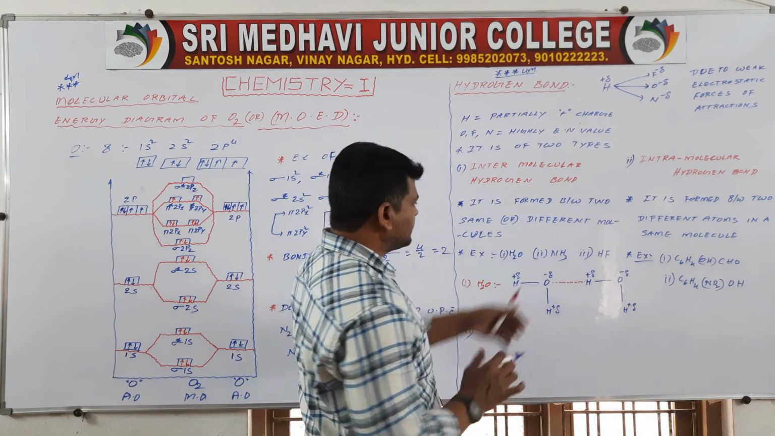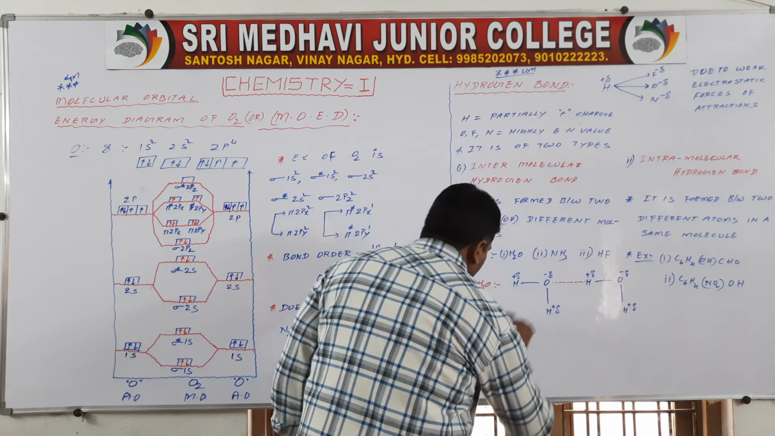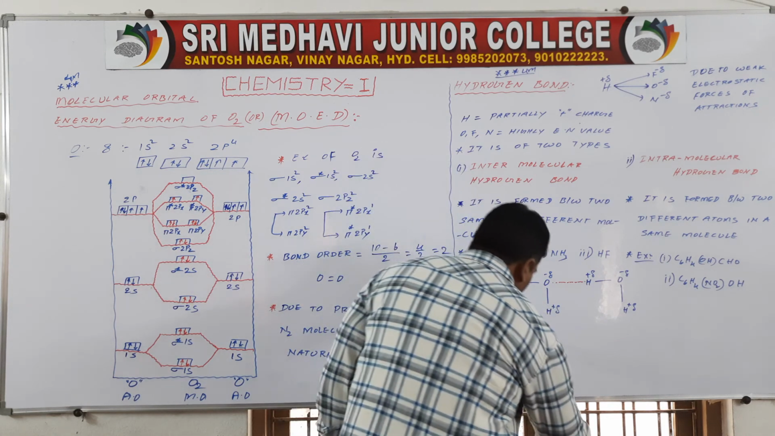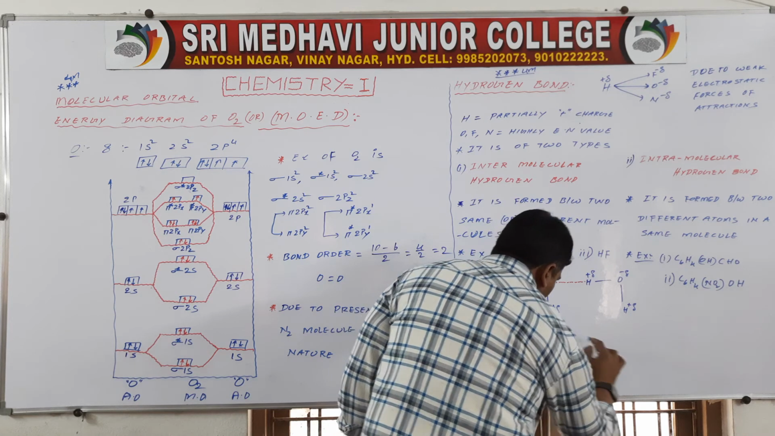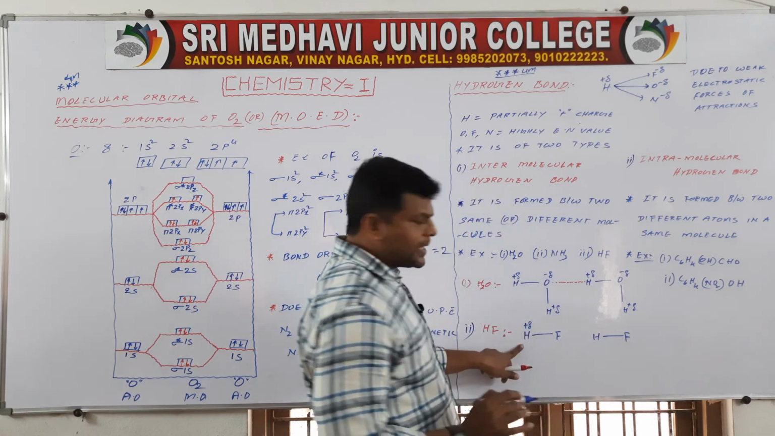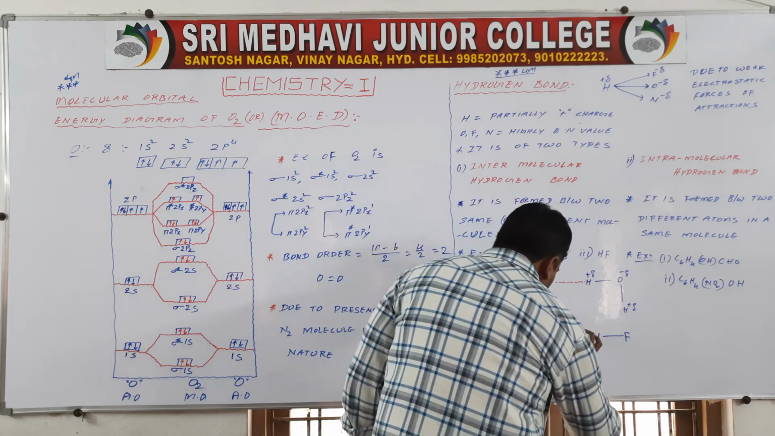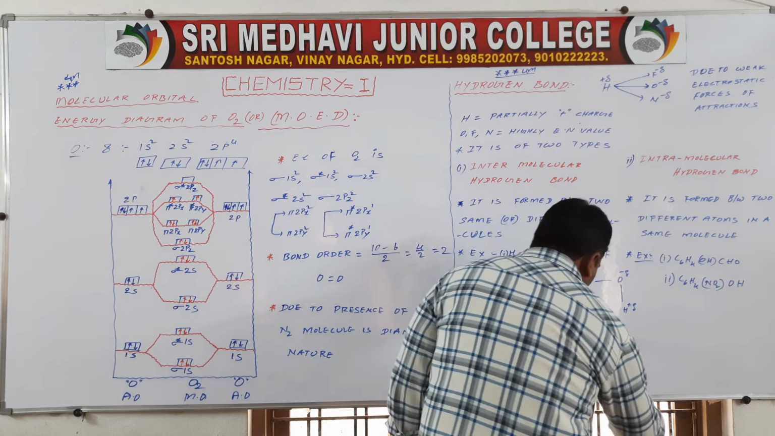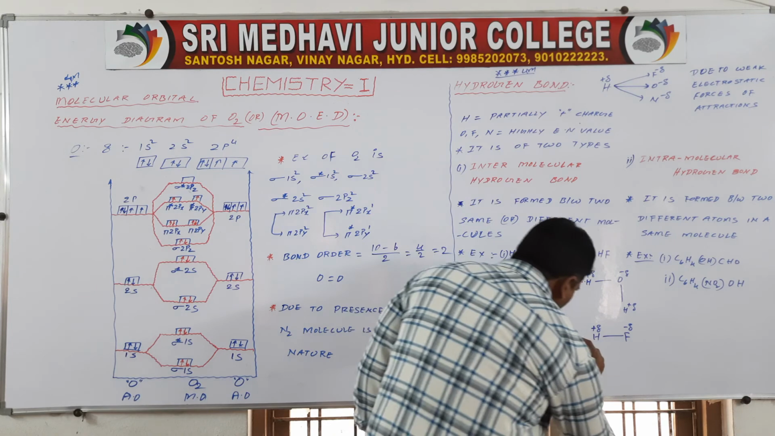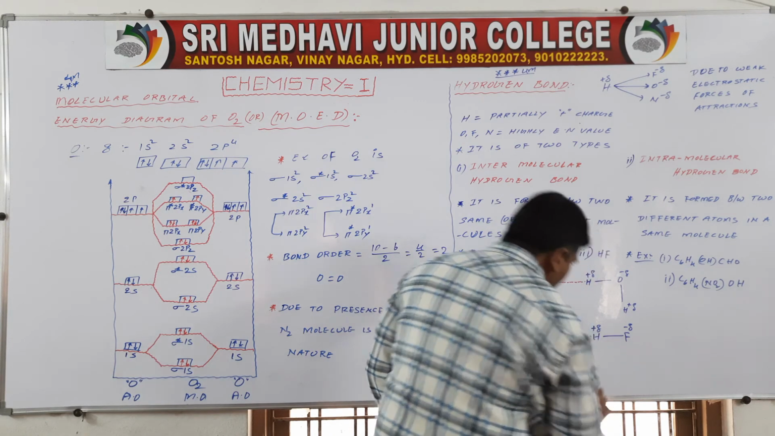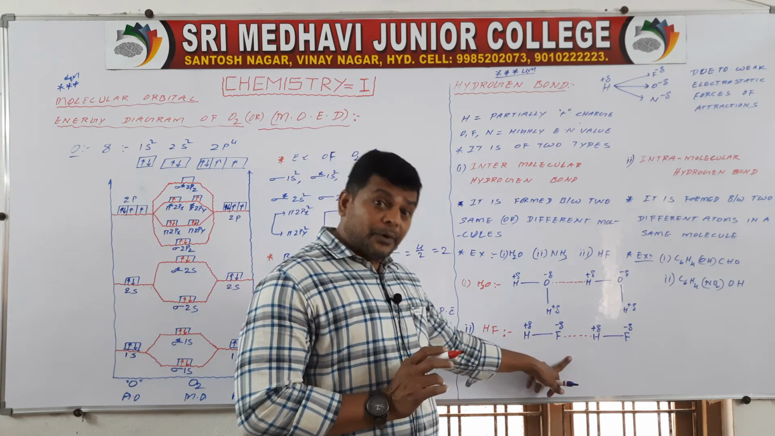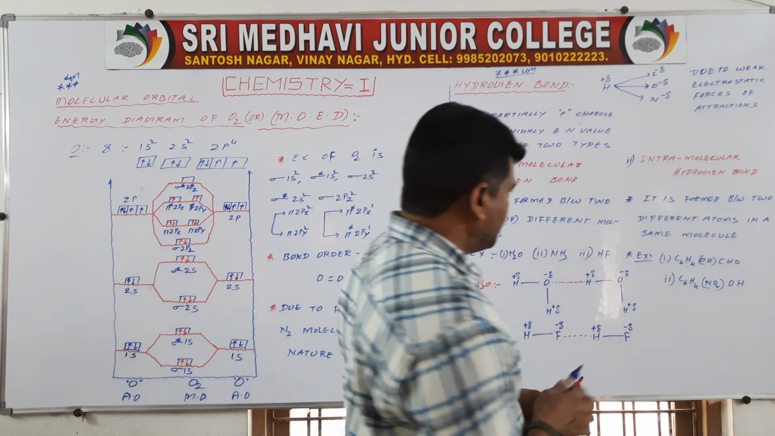The second one is HF. So here hydrogen, fluorine, it having partially positive charge, it having negative charge. Now the bond is between these two. It is called intermolecular hydrogen bond.